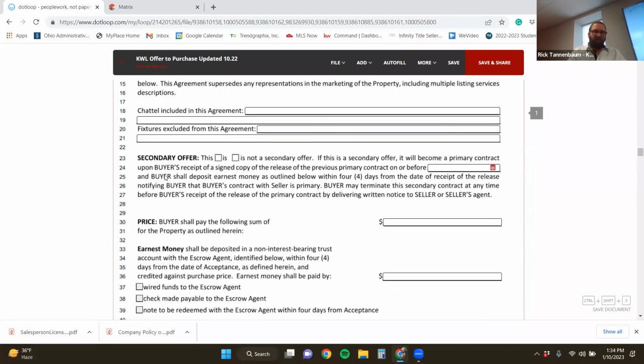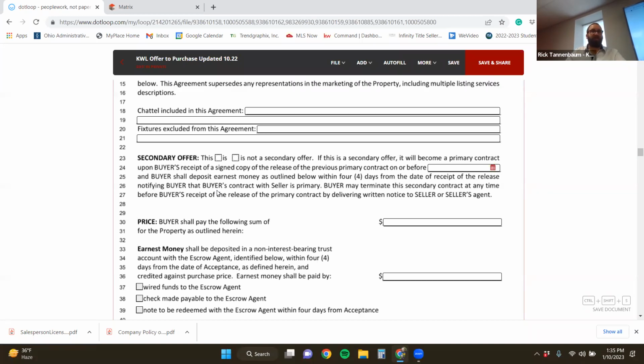Secondary offers on line 23. So I think this was maybe more common when the market was crazy, and I'm not sure that it's quite as common now, that things are slowing down a little bit. But if you are writing a secondary offer, all that means is that seller's already accepted somebody else's offer. It's got contingencies, and you're going to write an offer. You're going to negotiate that offer now up front so that if that first deal falls apart because of financing, because of inspections, because of whatever it may be, that you will automatically become the primary.